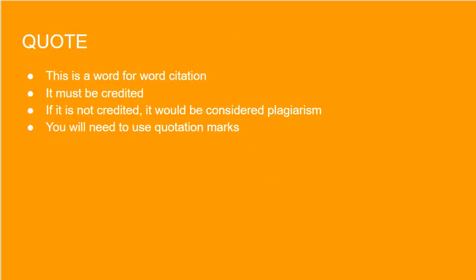So let's break down these different things that we need to do whenever we're going to write a research paper. Let's first talk about quoting. This is a word for word citation. This means you're writing down exactly what you've read word for word, but it has to be credited. If you don't credit it, then it's considered plagiarism or stealing. And if you're quoting something word for word, you need to use quotation marks. Please pause the video and write down quote.